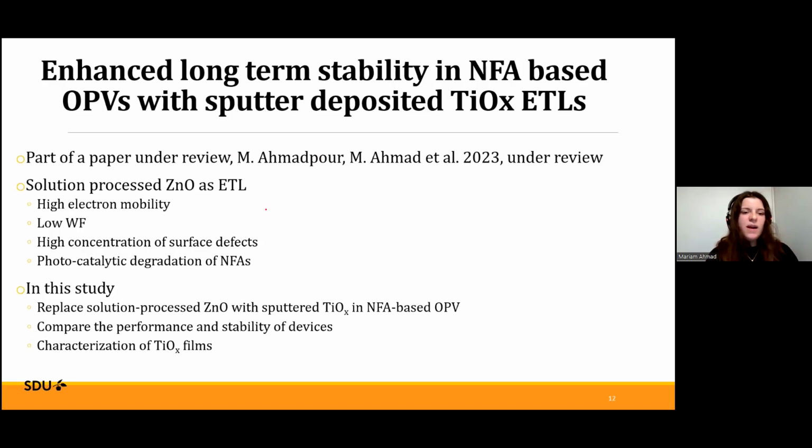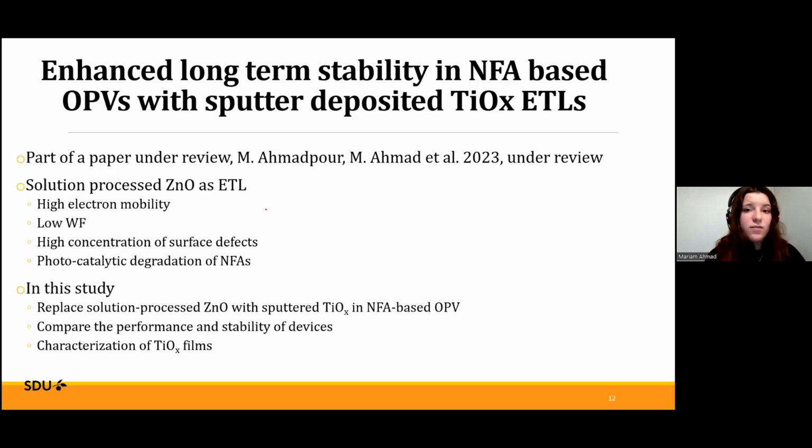So the background for this study is, well, one of the most widely used metal oxide electron transport layers in OPVs is solution processed zinc oxide. And some of the reason behind that is, well, it has some desirable properties such as a high electron mobility and low work function, but also it can be processed at low temperatures, which makes it compatible with flexible substrates such as PET films.